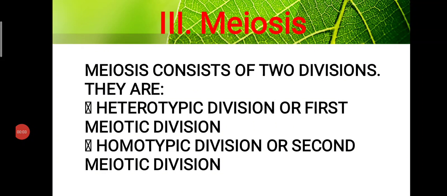Meiotic cell division. This term was coined by Farmer in 1905. Here the cell division produces new sex cells, or the gametes. This is called reduction division, reduction cell division, because it produces reduced cells, getting reduced from diploid to haploid, which means two sets of chromosomes are getting reduced to one haploid. It takes place in two cell divisions: one is heterotypic division, the other is homotypic division.